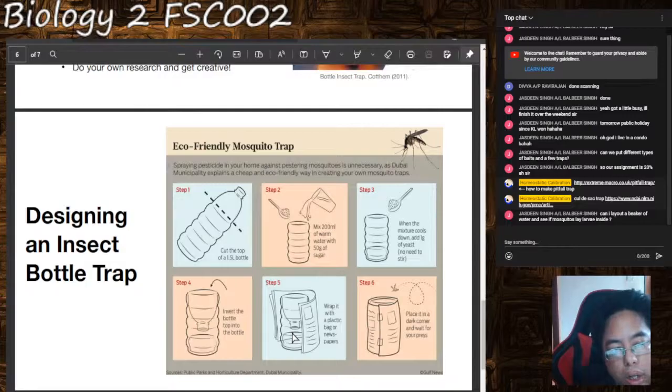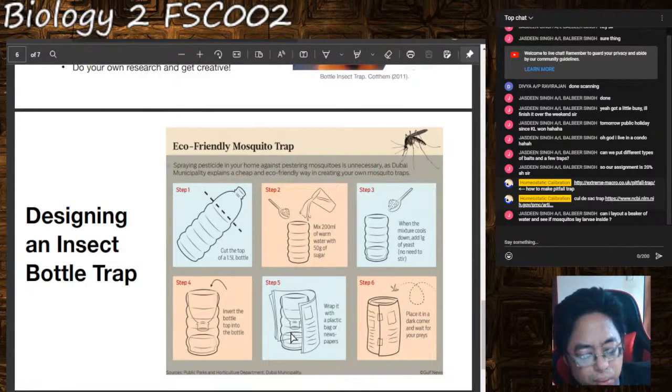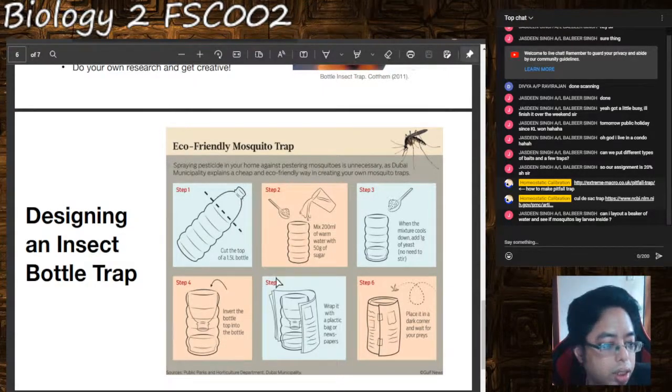Okay, so that's even easier, because you just get that water, and the mosquito will lay eggs on it. Other than that, you might also want to put some yeast and sugar, so that the yeast and sugar will release CO2. A mosquito will be attracted to CO2, because it smells like human breath. Okay, and then they will come here, they will get inside, and then they'll be trapped.